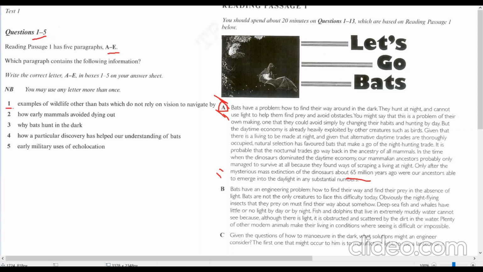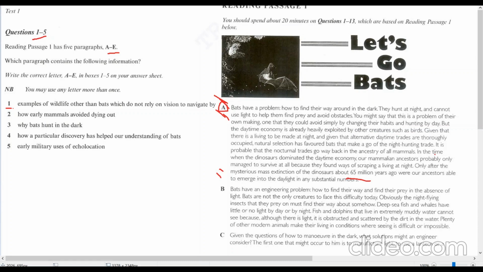Okay, so I look at number 1. Examples of wildlife other than bats which do not rely on vision to navigate by. Sounds tempting, because they did talk about bats and that they do not actually, or they cannot go out hunting in daylight. But if I go through it very quickly, at this speed, I can't see any mentioning of specific animals or creatures that actually go out at night. So I'm just going to skip this.